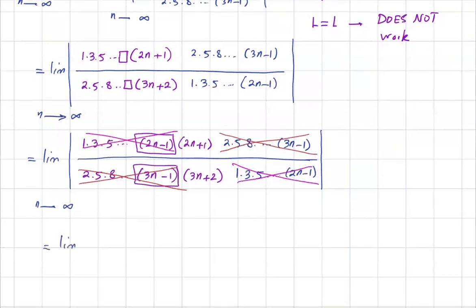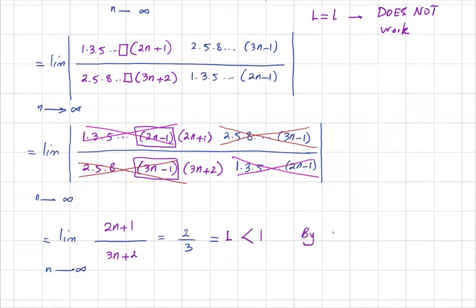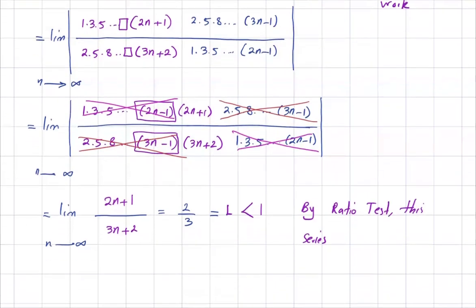This is the limit of 2n plus 1 divided by 3n plus 2 as n goes to infinity. Well, this is nothing but 2 over 3, right? Since it is 2 divided by 3 and it is your L, and this is less than 1. So by the ratio test, this series is absolutely convergent, and it is convergent indeed.